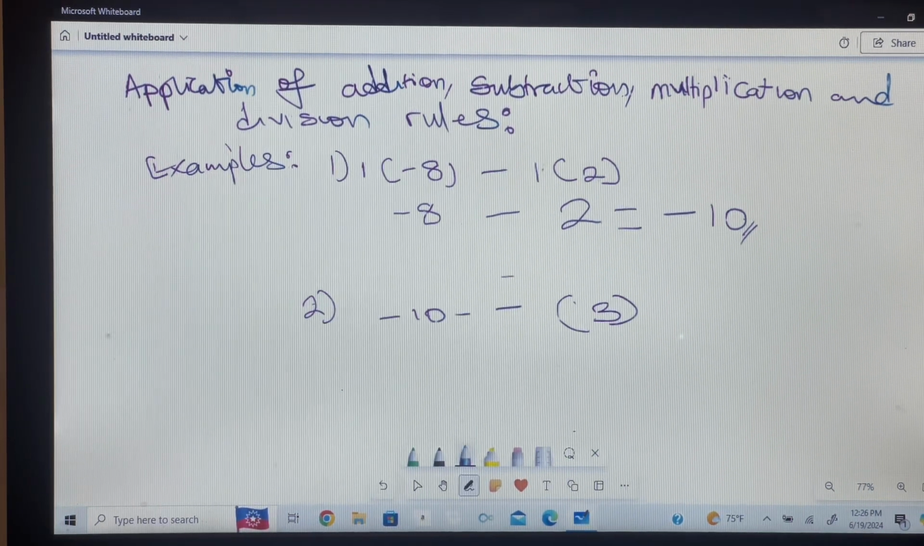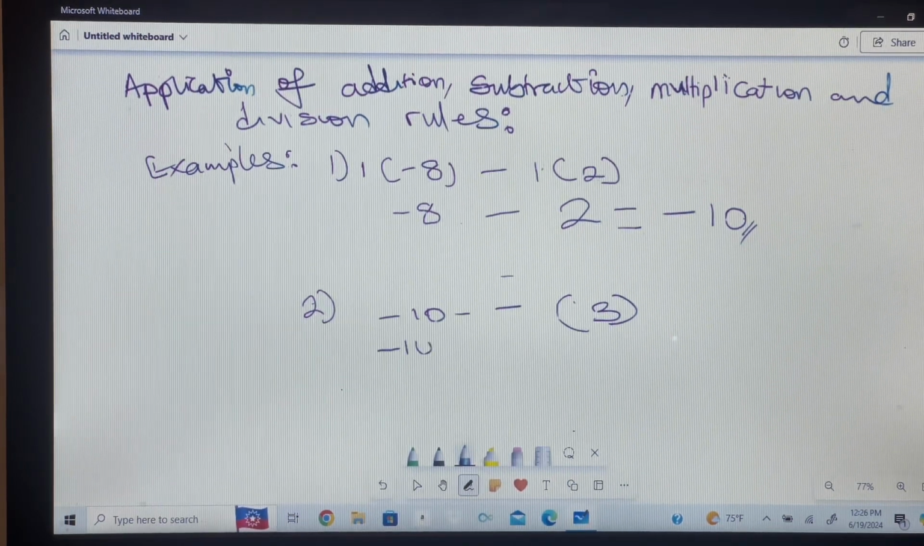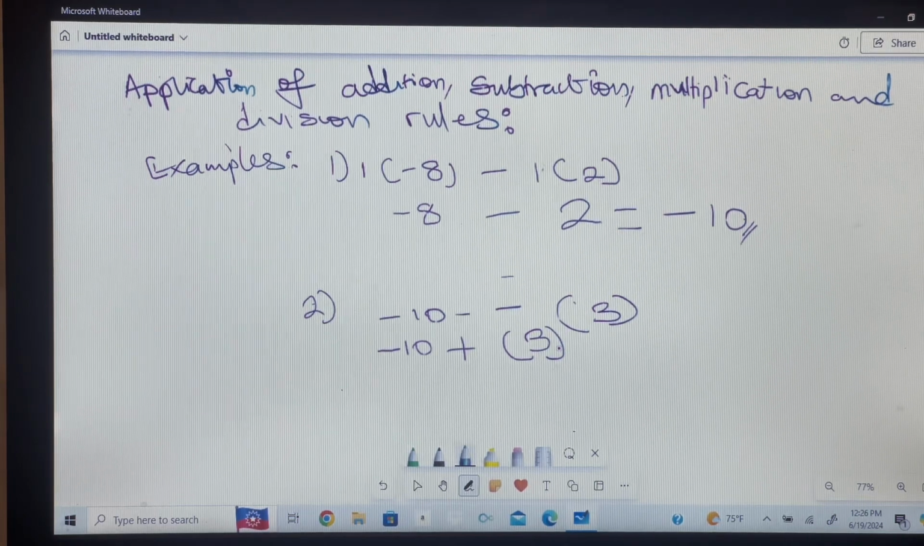So we're going to rewrite it now. We have negative 10, minus minus becomes plus. Plus, this is 3. So when we have the 3 in brackets, just assume what is outside is 1. So 1 times 3 is 3. So we have negative 10 plus 3, which is equal to what?